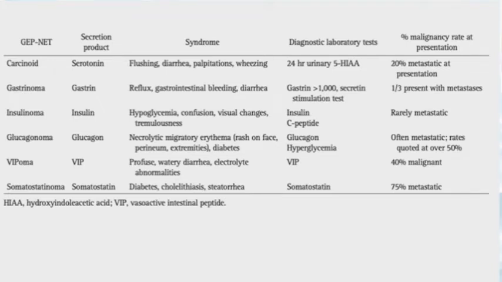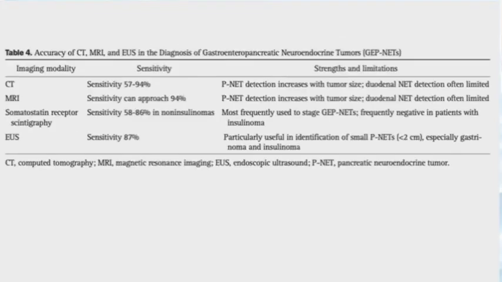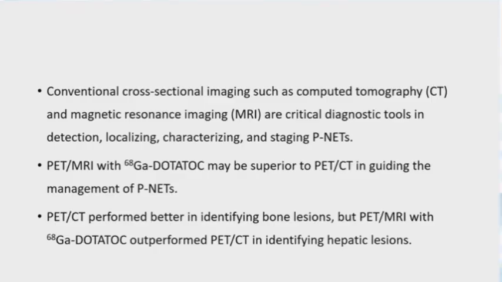And according to the type, we have the needed laboratory tests to identify it, and the risk of metastasis according to the type of functioning tumor. Which test to use? CT and MRI are used essentially as screening, but still EUS is very sensitive, especially for identification of small NETs less than 2 centimeters, especially gastrinoma in the Passaro triangle and insulinoma. And of course, biopsy is crucial and essential.